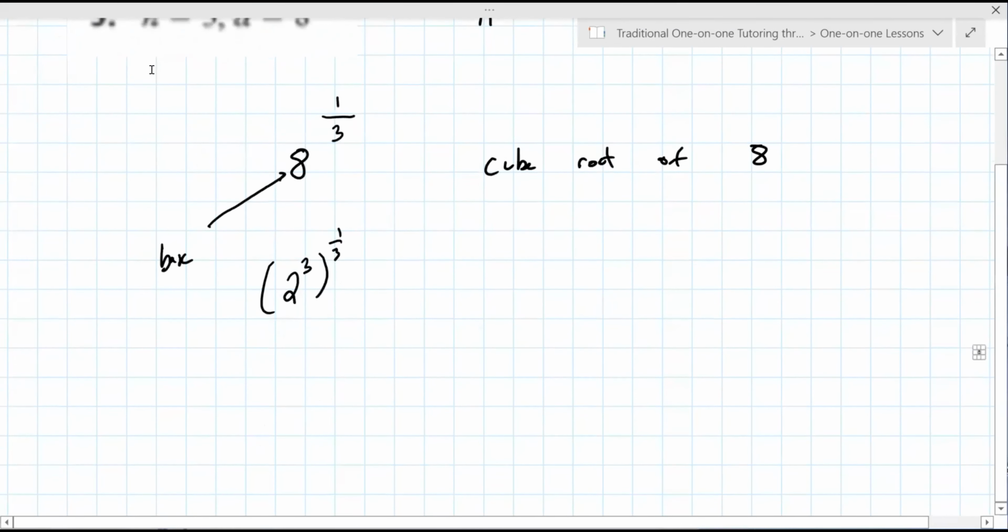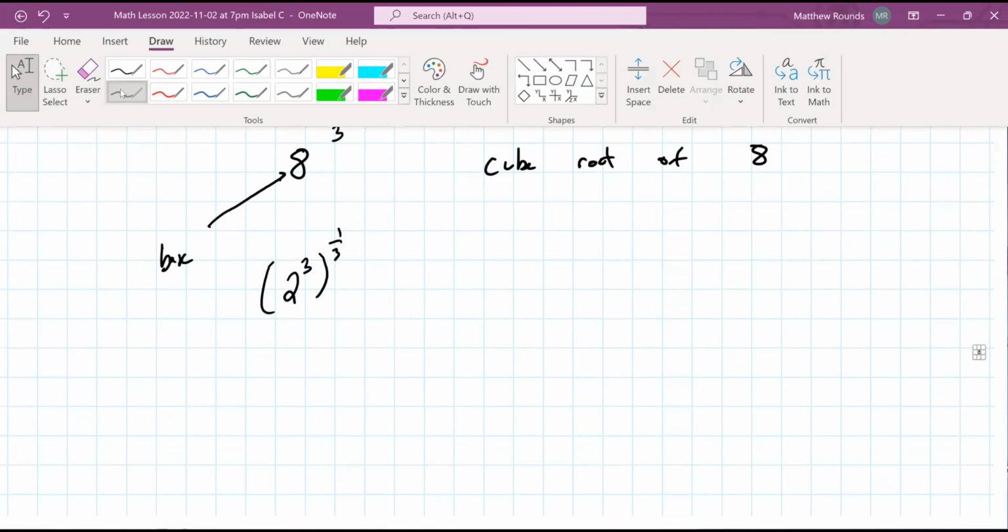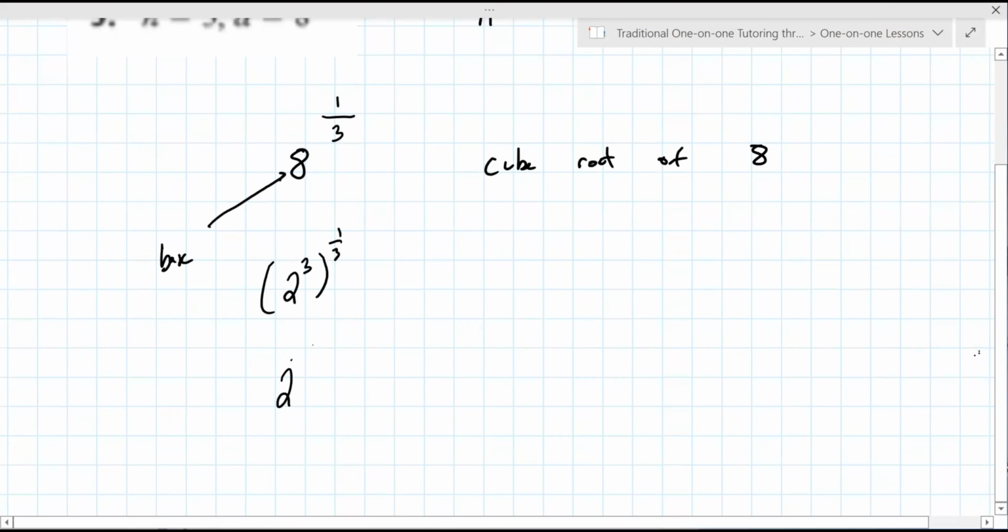You add them. Multiply. Yeah, you multiply. So it's 3 times 1/3, and you actually may want to come off to the side and do that. What is 3 times 1/3? It's 1, so it becomes 2 to the power of 1.